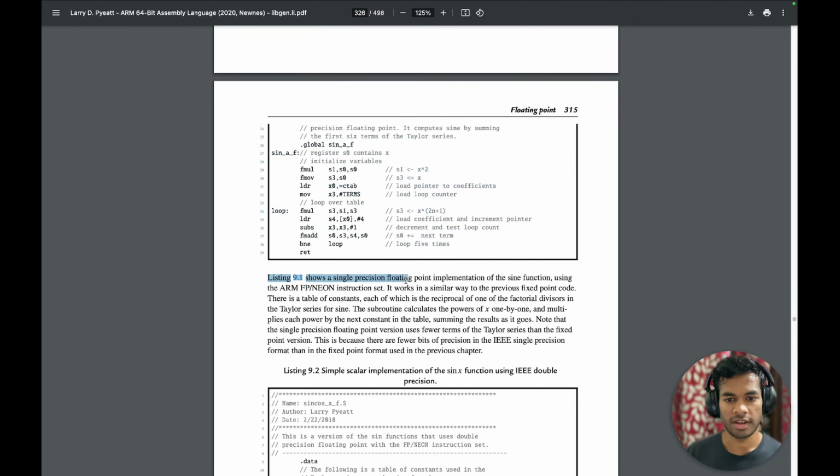Listing 9.1 shows a single precision floating point implementation of the sine function using the ARM floating point NEON instruction set. It works in a similar way to the previous fixed point code: there is a table of constants, each of which is the reciprocal of one of the fractional divisors in the Taylor series. Okay, we are implementing the Taylor series for the sine function. All of this is crazy technology, that we can just solve a series and we will get a value, right?